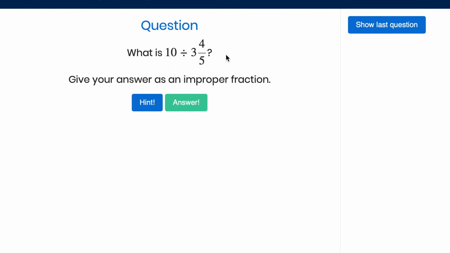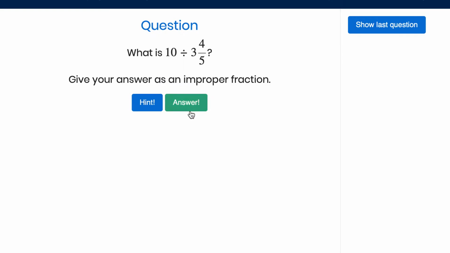What is 10 divided by 3 and 4/5? Give your answer as an improper fraction. Now, if you'd like to have a go yourself, pause the video now. As a hint, write 3 and 4/5 as an improper fraction first. Okay, so here is the answer.